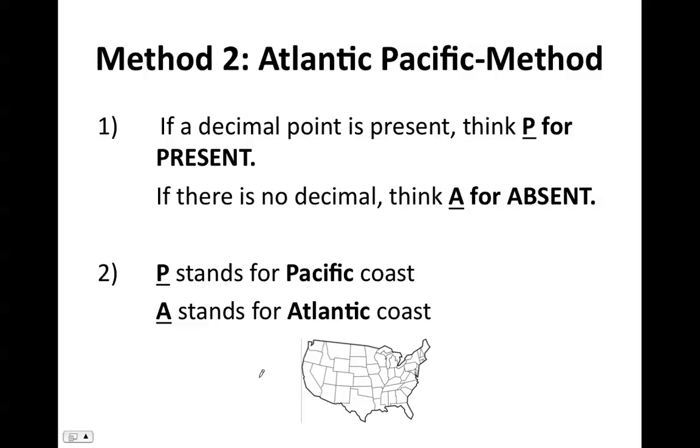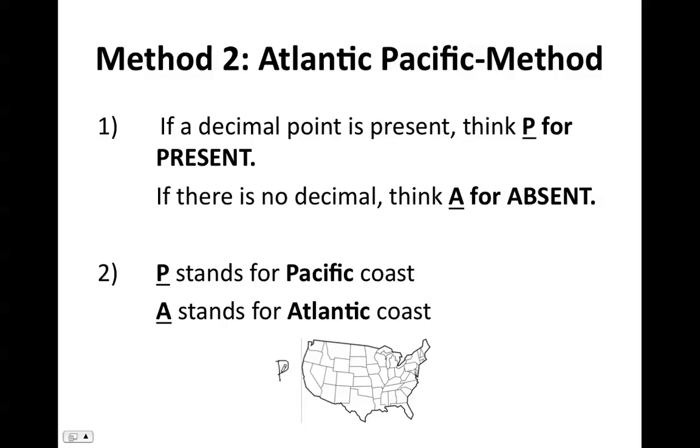Method 2 is called the Atlantic-Pacific method. This is kind of like a shortcut way of getting around the rules if you're not good at memorizing them. There are two ideas you have to keep in mind. The first is if a decimal point is present, think P for present. If there is no decimal in the number, then think A for absent. So first you determine whether the decimal point is present or absent. Once you have that, you link the A and the P to either the Pacific coast or the Atlantic coast. P stands for Pacific, and A stands for Atlantic.